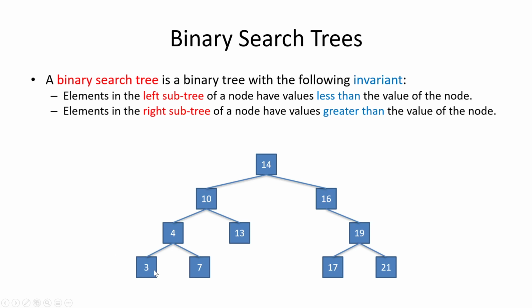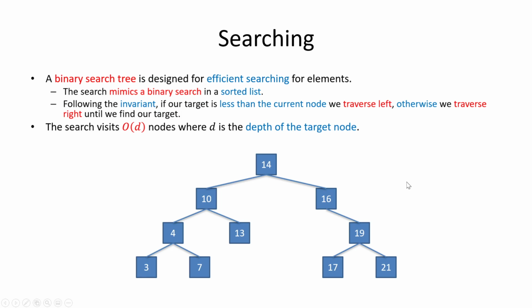Okay, so we verified this is a binary search tree. It satisfies the invariant. The primary purpose of a binary search tree is for searching efficiently, and the name carries a lot of different meanings. Actually, it's a binary tree, so the binary in binary search tree means binary tree, but the binary search in binary search tree also tells us how we might do a search. The search in a binary search tree mimics a binary search.